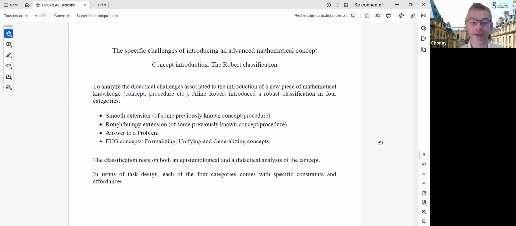And finally, the most difficult probably concepts to introduce, concepts which are formalizing, unifying, and generalizing concepts. And of course, it can be argued that the limit concept in high school and even more so in tertiary education is a formalizing, unifying, and generalizing concept. And those probably cannot be introduced through a nice problem, etc., etc.